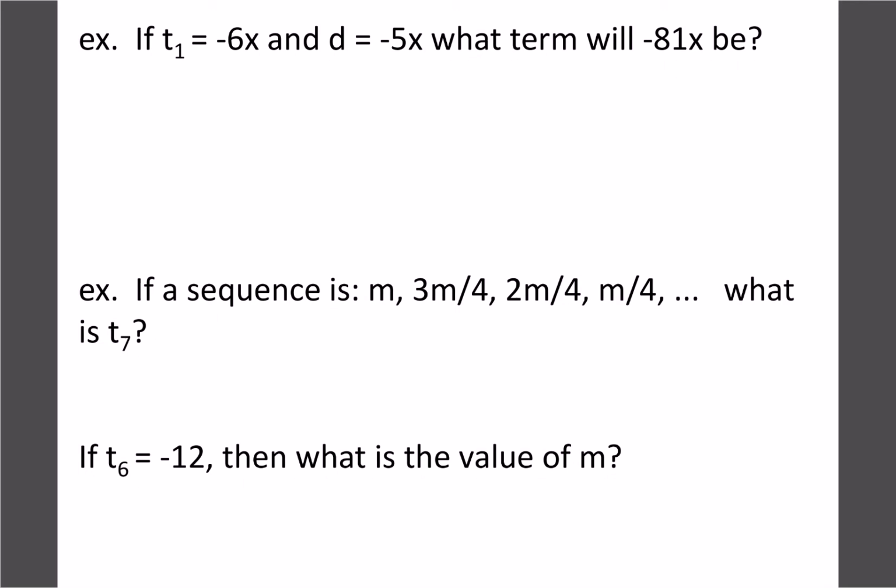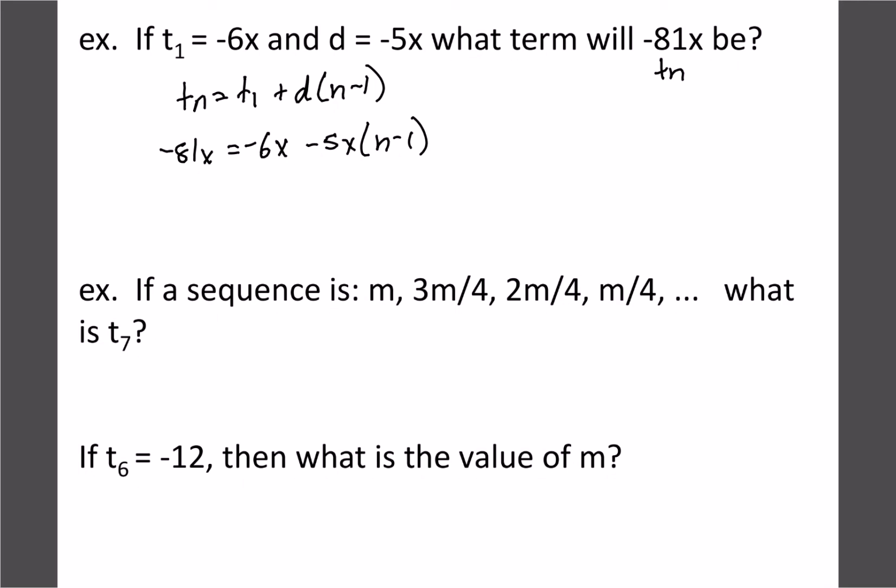Okay, so let's try another one. So here we've got term 1 is negative 6x, our difference is negative 5x. It's asking which term will negative 81x be. So we've got our t1, we've got our d, let's call that one our tn. So we plug it in our formula. So tn is negative 81x. Term 1 is negative 6x, our d is negative 5x, and we're going to solve for n minus 1.